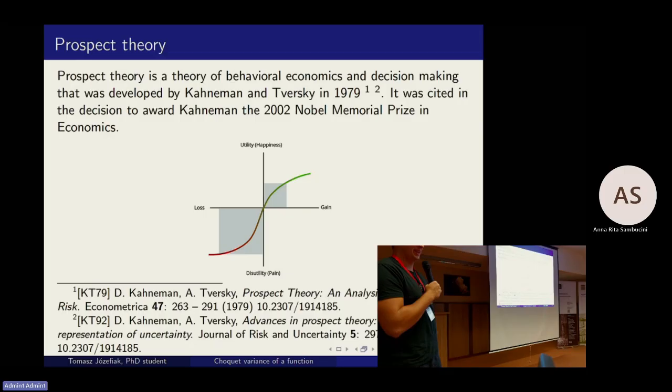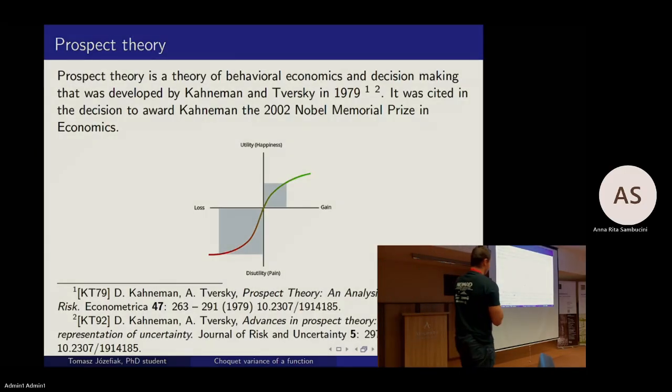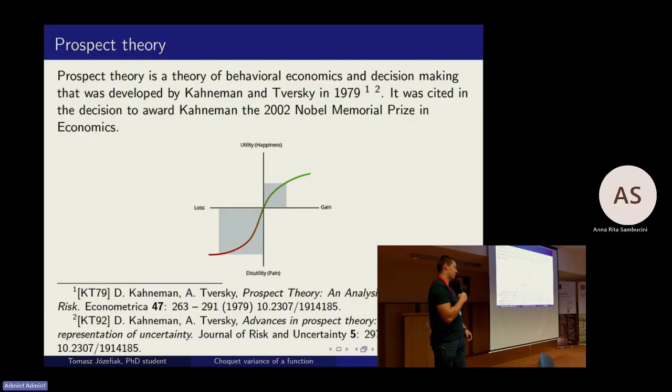So basically, let me ask you a question. Would you like to have 1 million euro right now, or flip a fair coin? And if tails falls up, then you get 100 million.